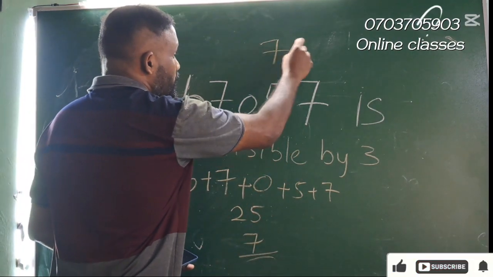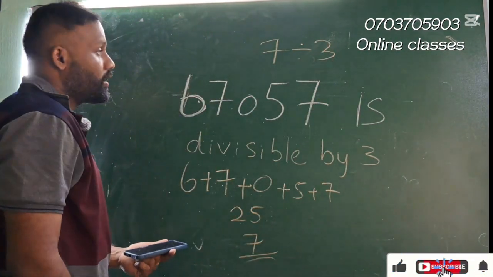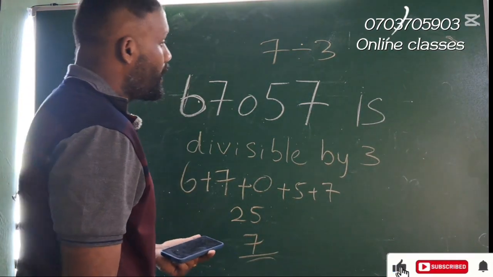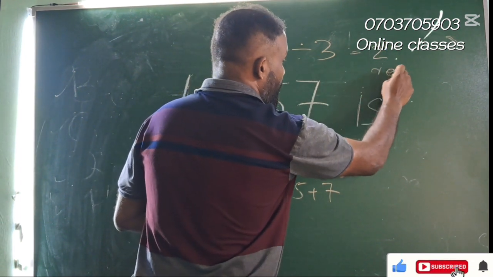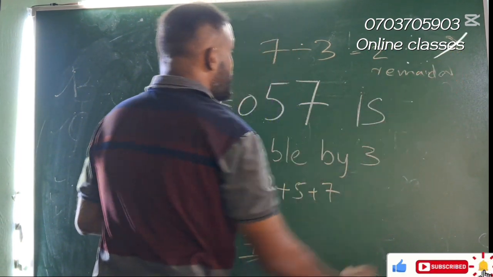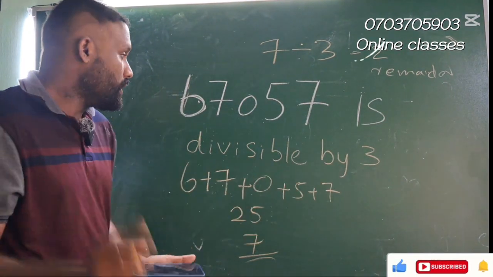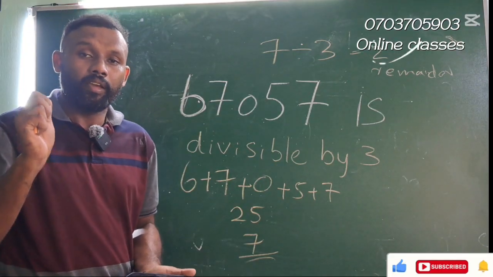Is 7 divisible by 3? When we divide 7 by 3, the answer is 2 and the remainder is 1. 1 remains. Therefore 7 is not divisible by 3. That means this number is also not divisible by 3.